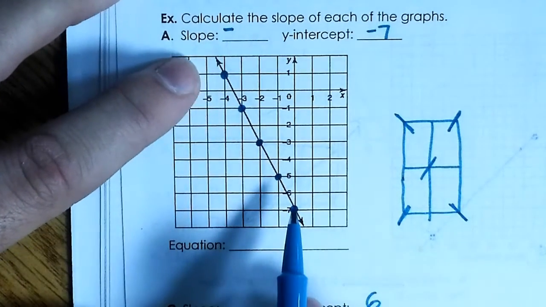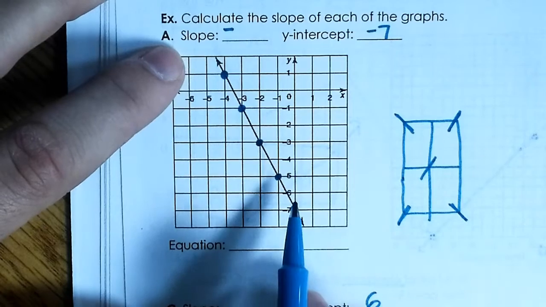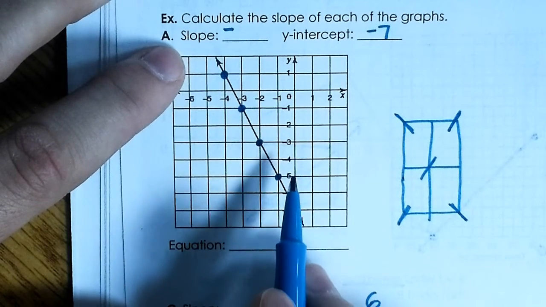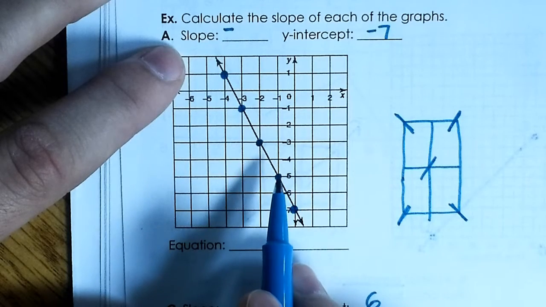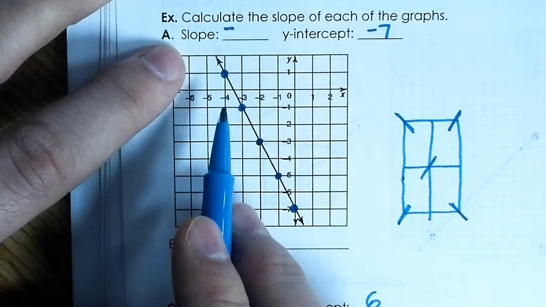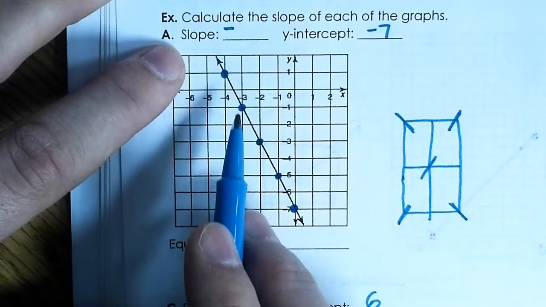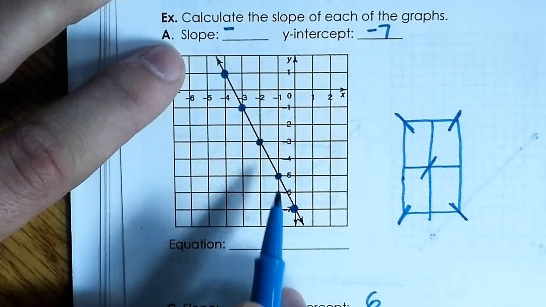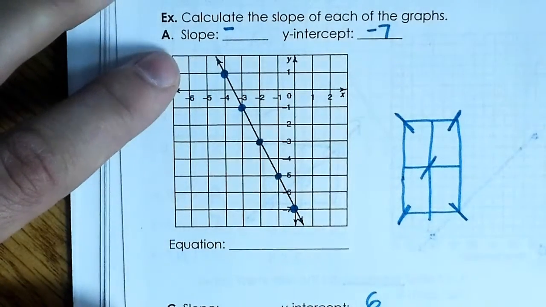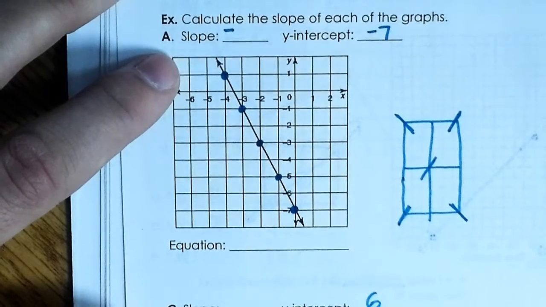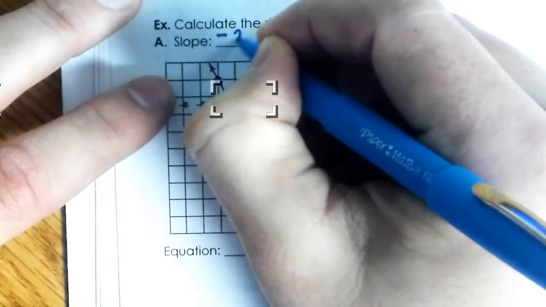What did it do here? If you look at it, we went up 2, right, from our starting point. We went up 2, and then we went left 1, right? Or if you start anywhere, we can go the other way. We went down 2, right 1. Down 2, right 1. So our slope, what are we going up or down by? Up or down by 2.